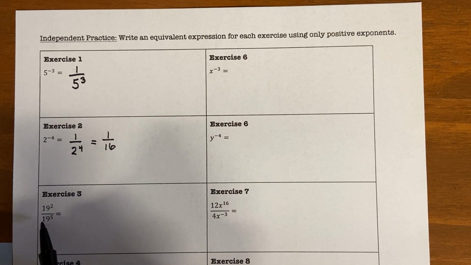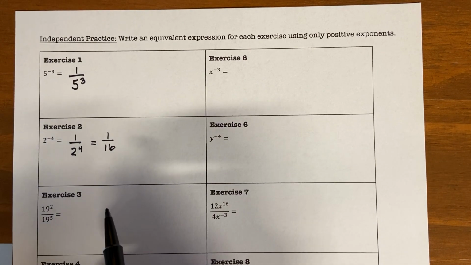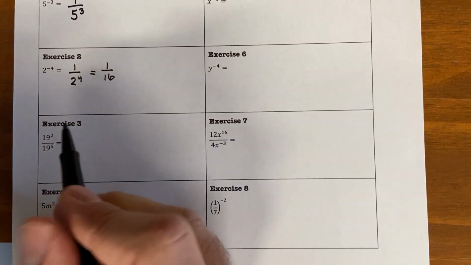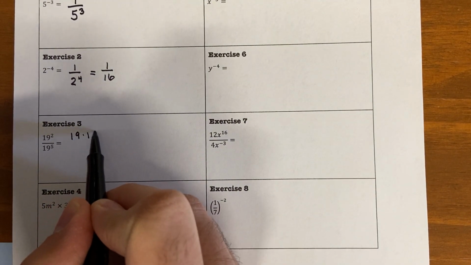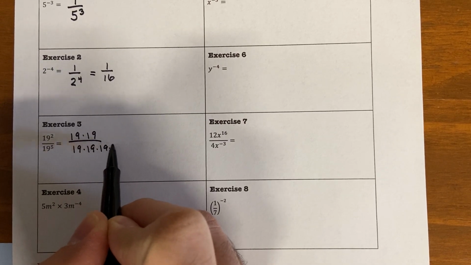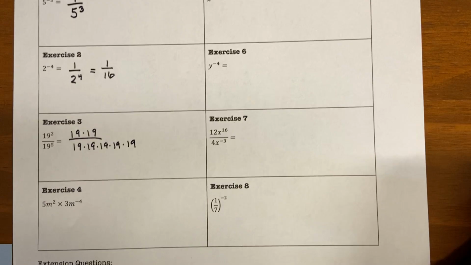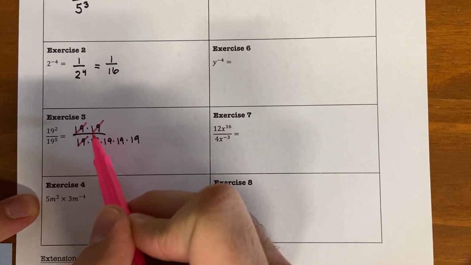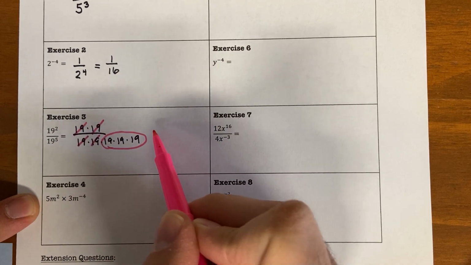Exercise 3: 19 to the second over 19 to the fifth. Now let's do it the long way, just to emphasize how this is working. 19 to the second power is 19 times 19. 19 to the fifth power, here I have 5 19s. If I were just canceling out, because anything divided by itself is 1, how many 19s are on the bottom? 3.